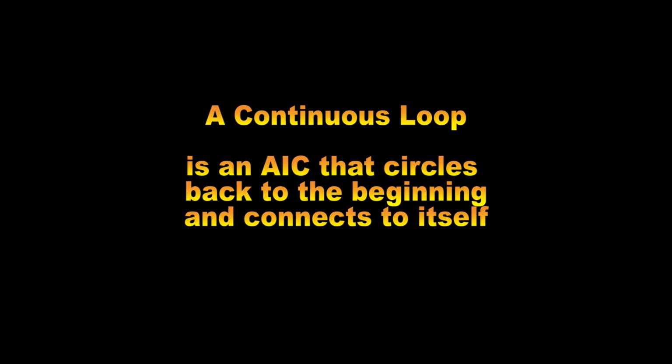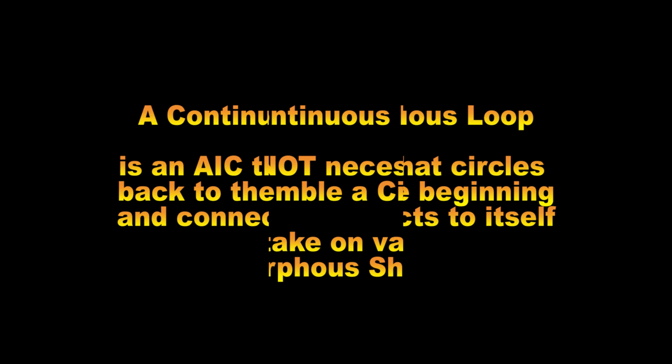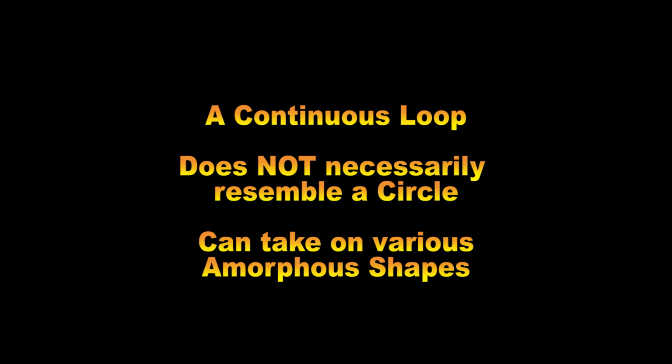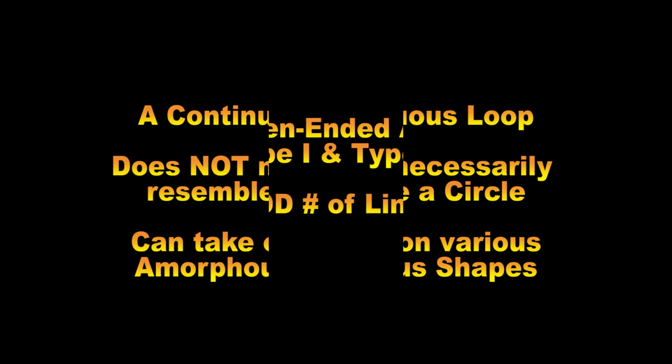It is continuous. But please be aware that even though we use the term loop and say that it circles back to the beginning, it will rarely resemble a real circle. It can snake all around the puzzle, following various paths, and it can take on any number of amorphous shapes. And just like with any AIC, the path can even cross over itself.